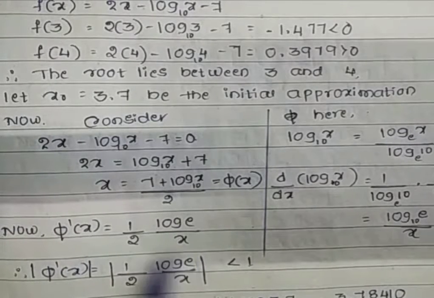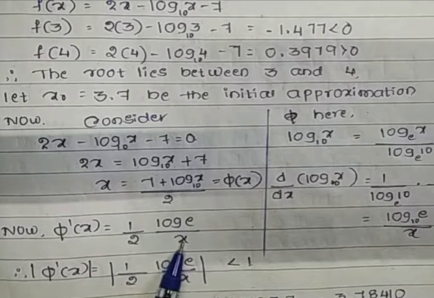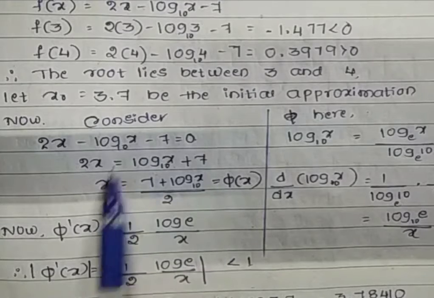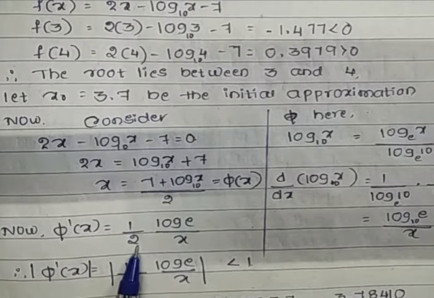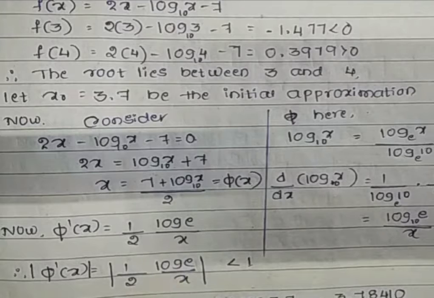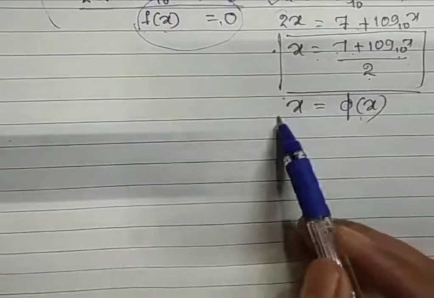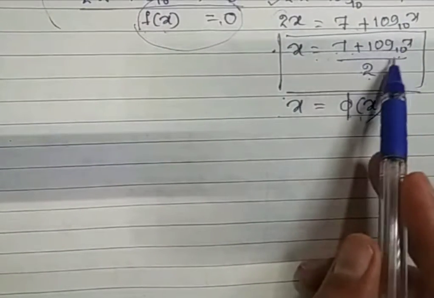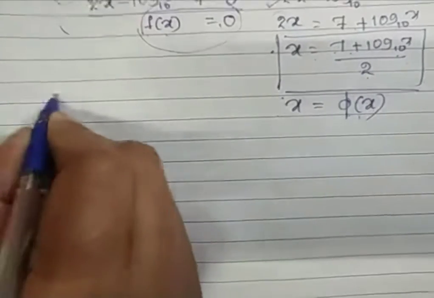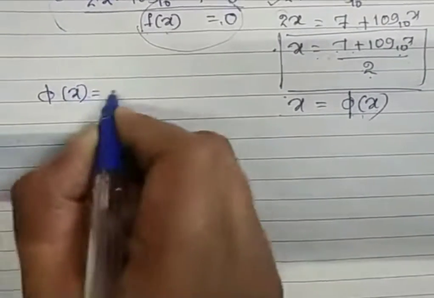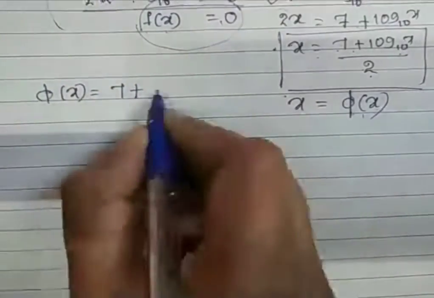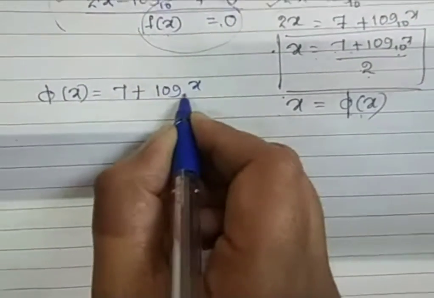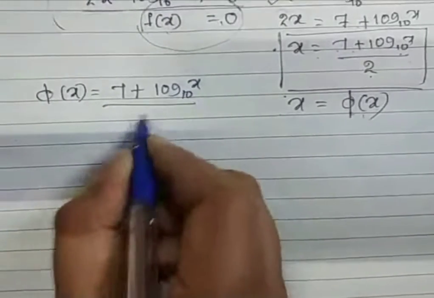Here already I have written that phi dash of x is 1 divided by 2 log e divided by x. So how will we get its derivative as 1 divided by 2 log e to the base e divided by x? Just observe here. So till now what we have got? x is equal to phi of x. So this phi of x is 7 plus log x to the base 10 divided by 2. So just mention here we have got phi of x as 7 plus log x to the base 10 divided by 2.